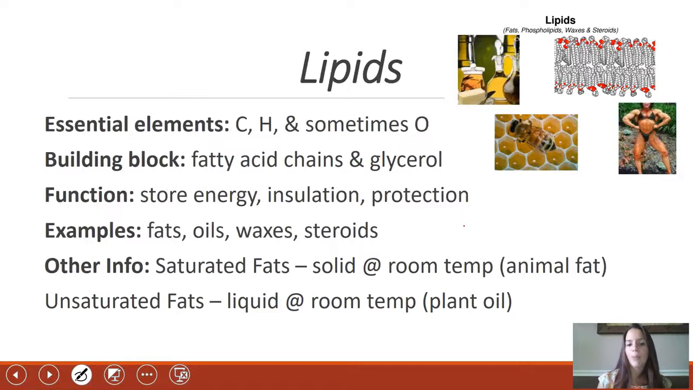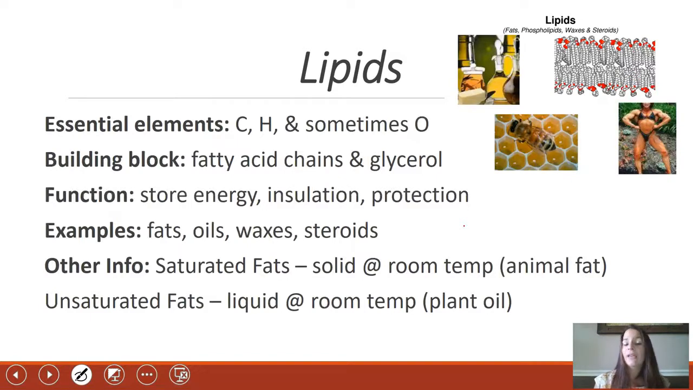If you think about your body, you have fats in areas where you have very vital organs. So your stomach is protecting your reproductive organs. You have fats that are around your upper parts of your body protecting your vital organs. So we have fats for a reason. Some examples. So of course, fats in foods, but also oils, and then waxes and steroids are also examples of fats.